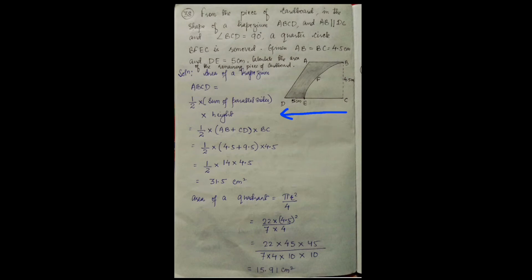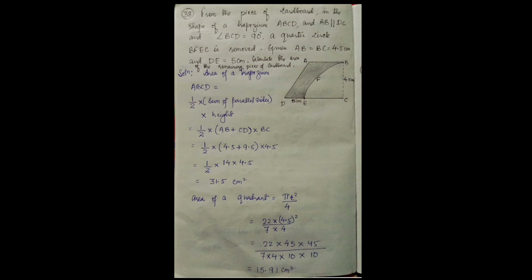We have to add the two parallel sides, 4.5 and 9.5, which gives 14. Then we can cancel. 2 7s are 14. So 7 into 4.5 is 31.5 centimeter square. This is the area of the trapezium.